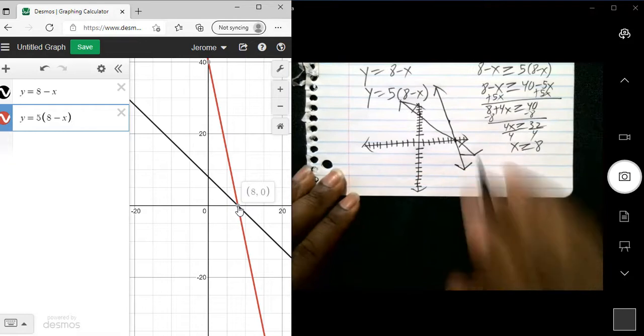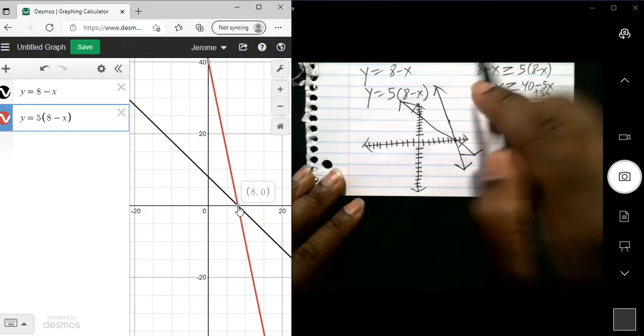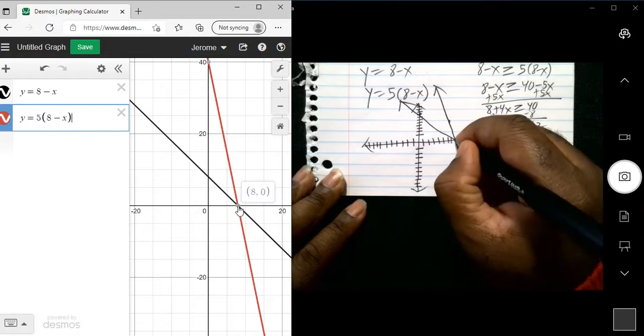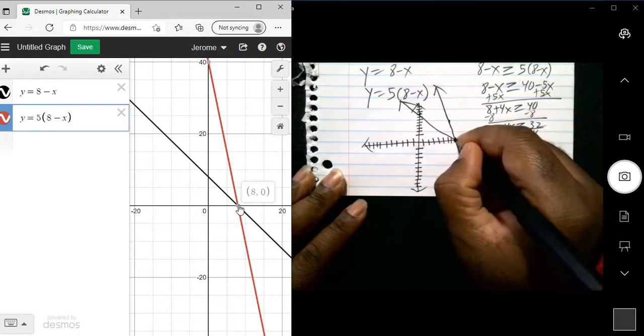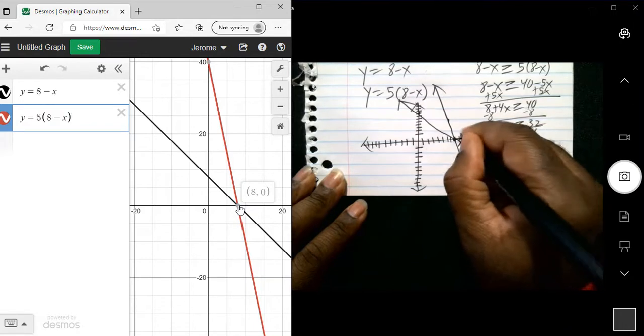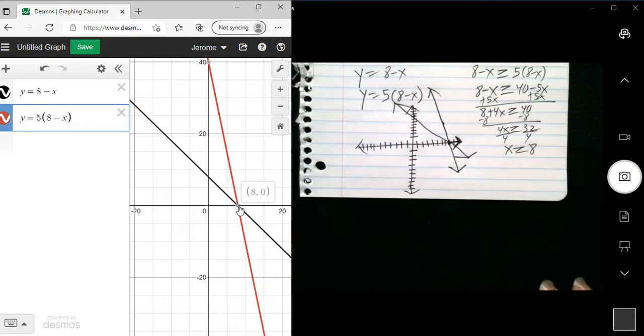Okay, so we have our intersection point. Now the next thing, we had 8 is greater than or equal to 8. So we would have a closed circle here, and we would draw our graph going to the right with its own arrowhead. And so that's problem number 11.